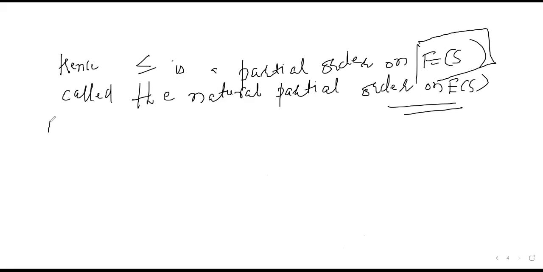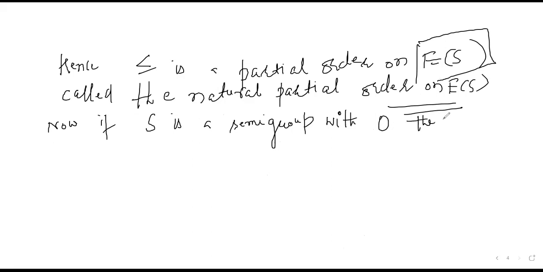Now, if S is a semigroup with 0, then by definition of the 0 element, we know that 0S is S0 is 0, and 0 square is 0. So 0 is always an idempotent.